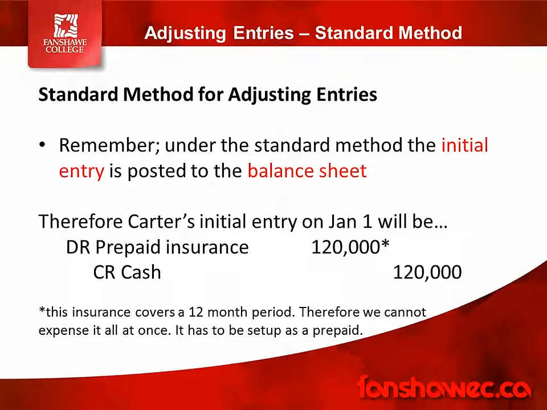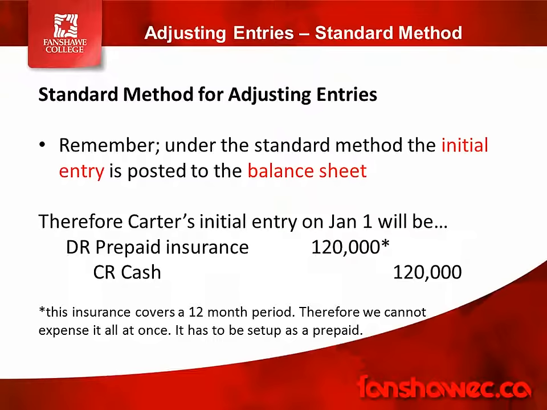So on January 1st, when we prepay the full year of insurance, we're going to debit prepaid insurance and credit cash. That's the initial entry. That records it, and you'll notice the full amount went to the balance sheet, but it covers a 12-month period. That's why we weren't able to just put it directly to the income statement, because it covers more than just 1 month. So what entry is Carter going to have to do on January 31st? He's going to have to take a portion of this prepaid amount, move it from prepaid insurance, and set it up as insurance expense.